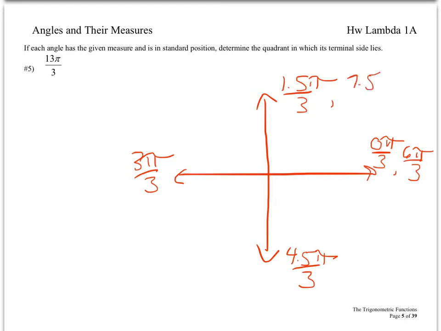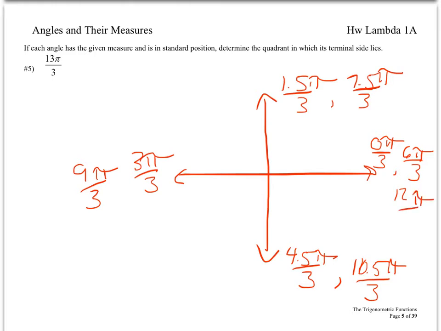That would give us 7.5 pi over 3, and then 9 pi over 3, then, no, that's not right, 10.5 pi over 3, and then 12 pi over 3, and then 13.5 pi over 3. Once we get to that point, that puts us here in quadrant 1. So the answer is quadrant 1.